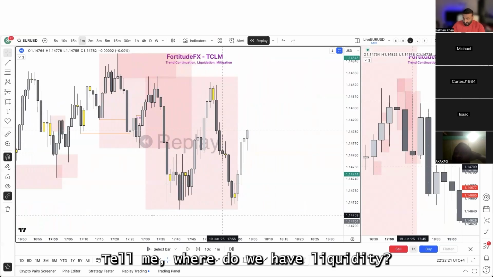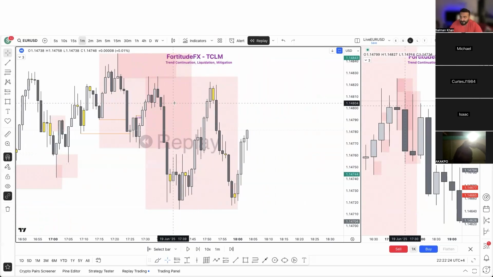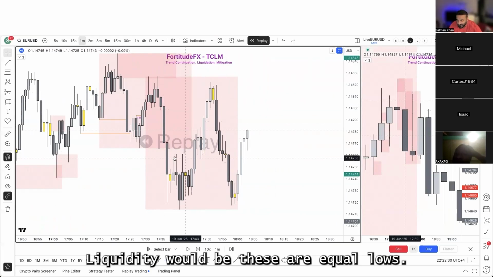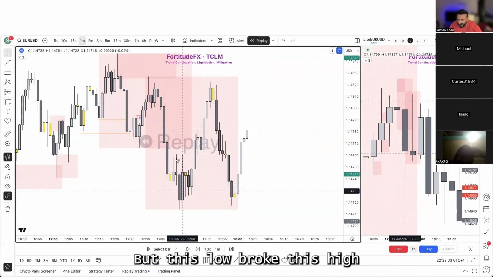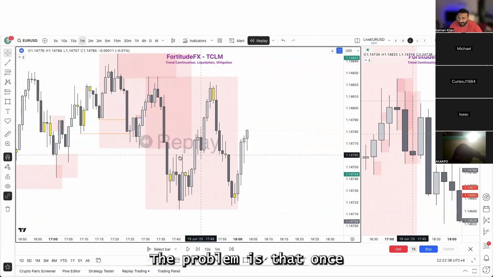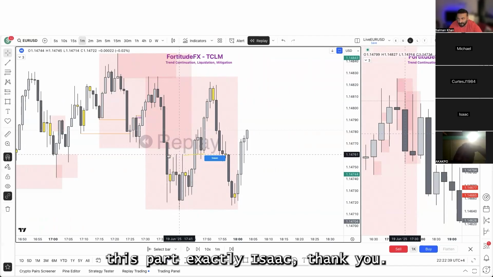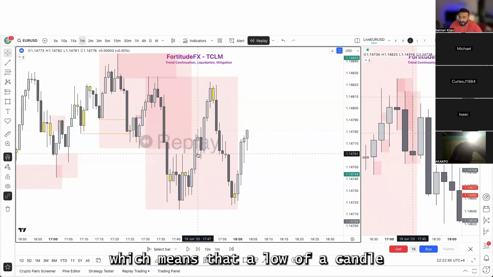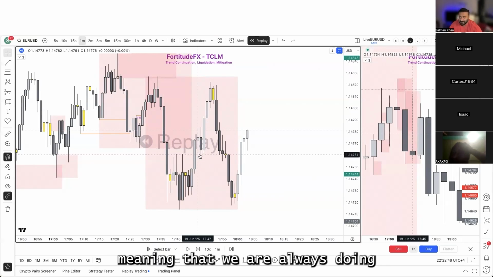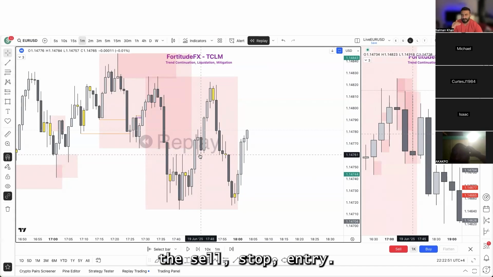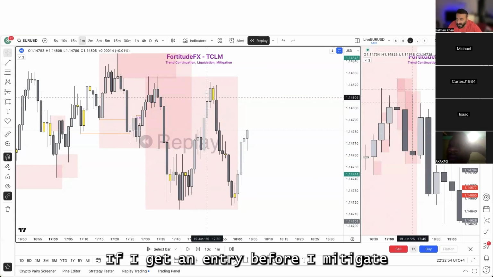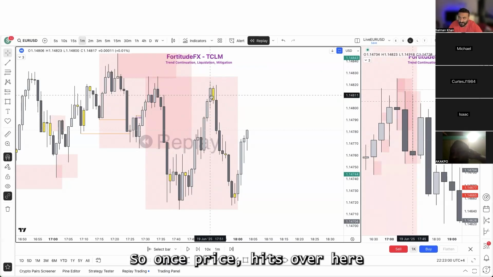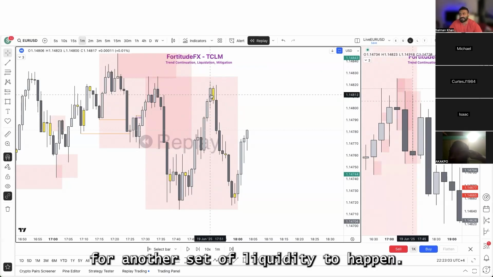Tell me, where do we have liquidity? Liquidity would be at this high point because it broke the low and then it got swept. These are equal lows, but this low broke this high and it got swept with the same candle. The problem is that once liquidity gets taken out over here, exactly, Isaac, thank you, if I get an entry, which means that a low of a candle is broken, by an entry meaning we're always doing a sell stop, if I get an entry before I mitigate any zone, this liquidity for me is not valid anymore. So once price hits over here, I'm waiting for another set of liquidity to happen.